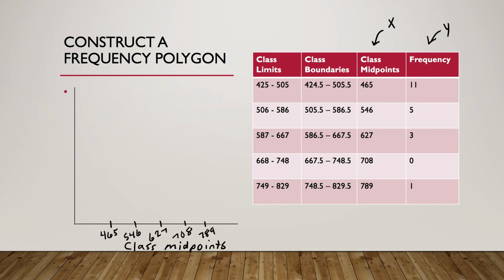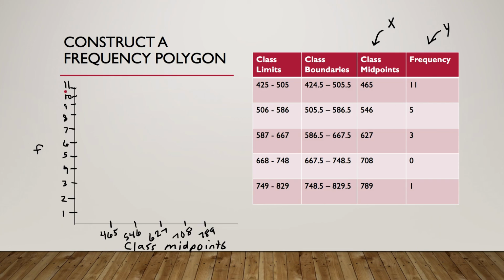Our frequencies only go up to 11, so you can either count by 2s or 3s or 1s, whatever the case may be. Remember, you don't need extra space here. Just mark them off. I'm going to count by 1s. And we'll put F to the side to indicate frequency.